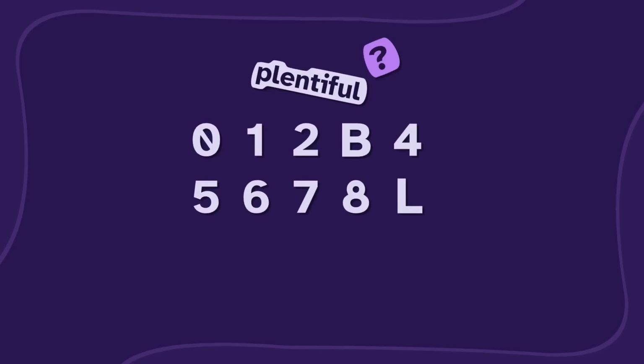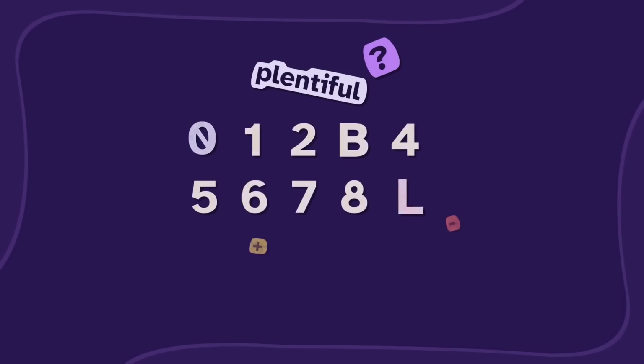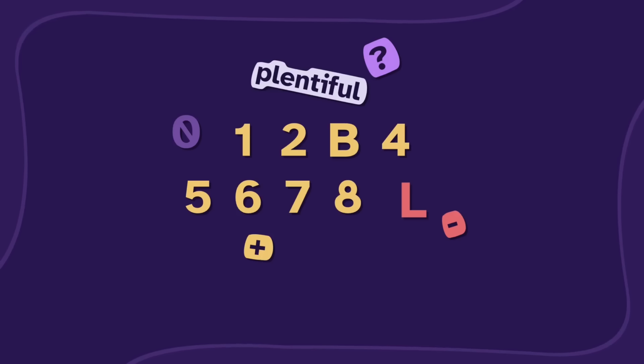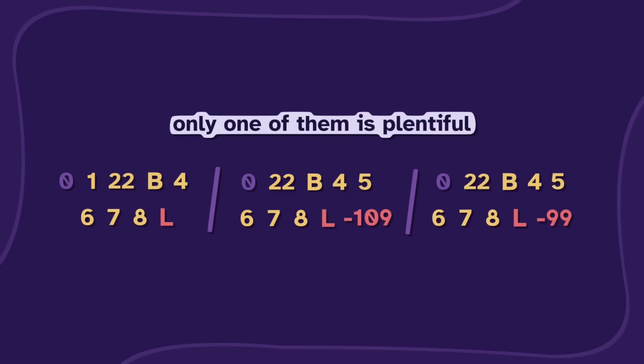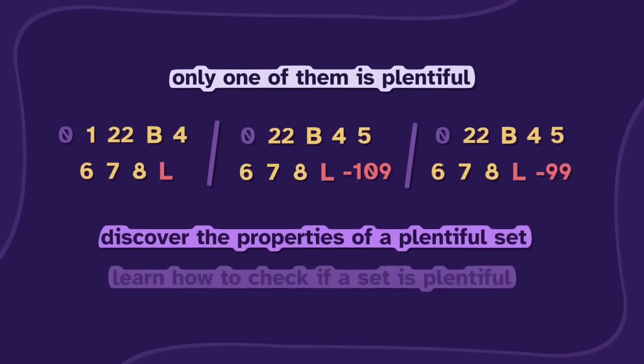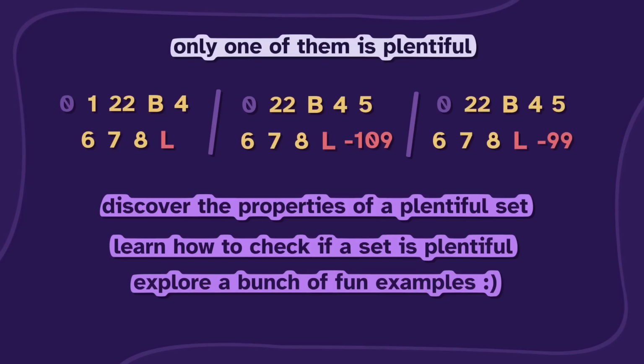But what makes it plentiful? It needs to have both positive and negative digits, but that alone is not enough. Each of these sets has a mix of positive and negative, but only one of them is plentiful. Can you tell which one? In this video, we will discover the properties of a plentiful set, learn how to check if a set is plentiful, and we'll explore a bunch of fun examples.